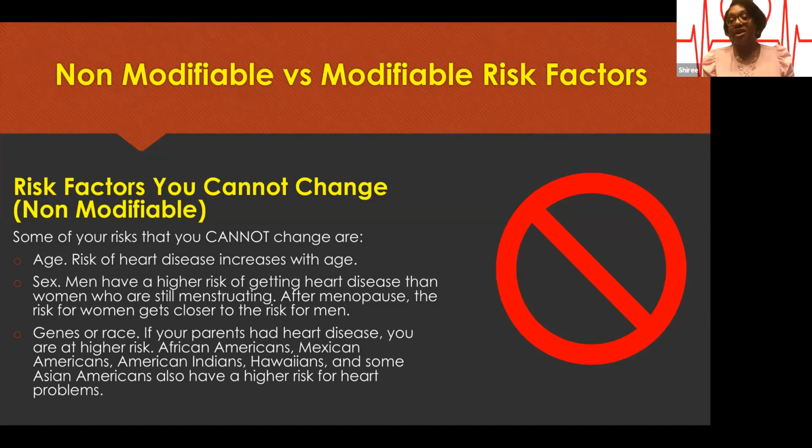And then, of course, our genes or our race. We know that there are certain racial and ethnic groups that have higher rates of heart disease, that being African Americans, Mexican Americans, American Indians, Hawaiians, and some Asian Americans also have a higher risk for heart problems as well. So these are those things that you have absolutely no control over.